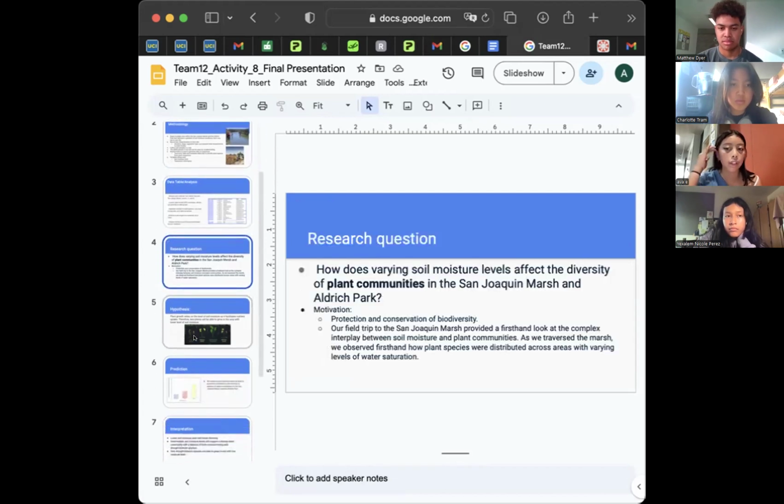So the research question again was how does varying soil moisture affect the diversity of plant communities in the San Joaquin Marsh and Alchard Park? So our motivation for this question was to protect and conserve the biodiversity. And then our field trip to the San Joaquin Marsh provided a firsthand look at the complex interplay between soil moisture and the plant communities. As we traversed the marsh, we observed firsthand how plant species were distributed across areas with varying levels of water saturation.